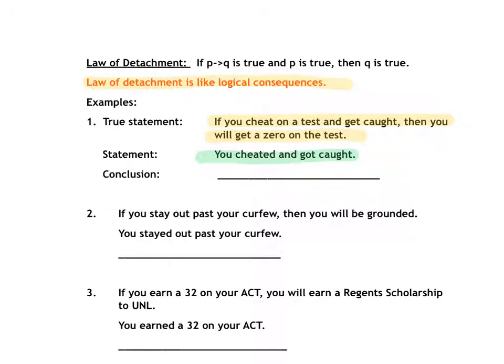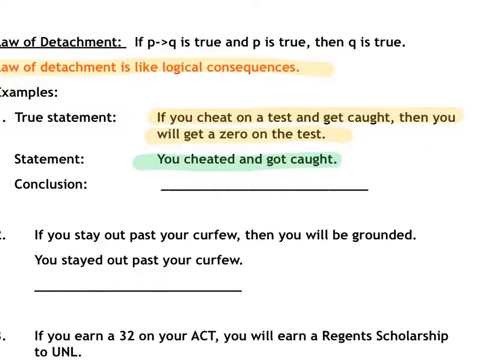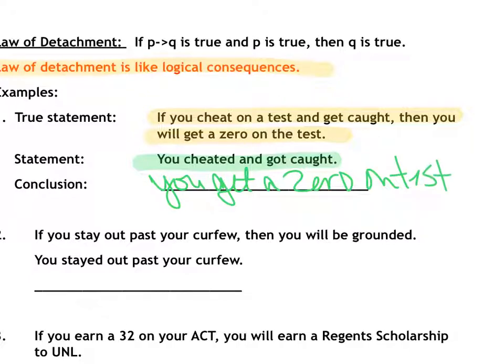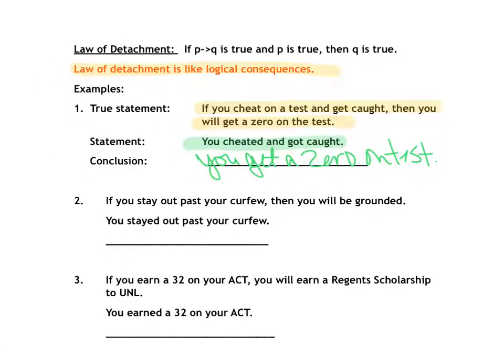Well, according to our if-then statement in the beginning, if you cheat on a test and get caught, then you will get a 0 on the test. What's the conclusion that we can make? The conclusion is you get a 0 on the test. Kind of logical consequences. If you cheat, you get a 0. Well, you cheated and got caught, therefore you get a 0.